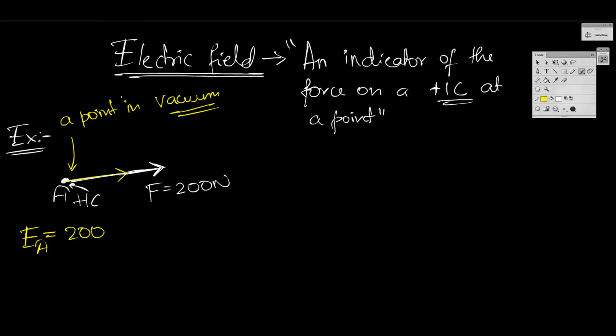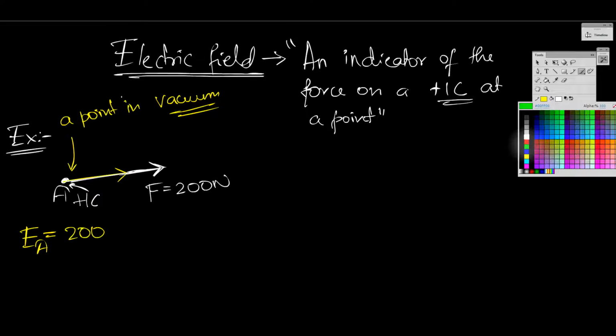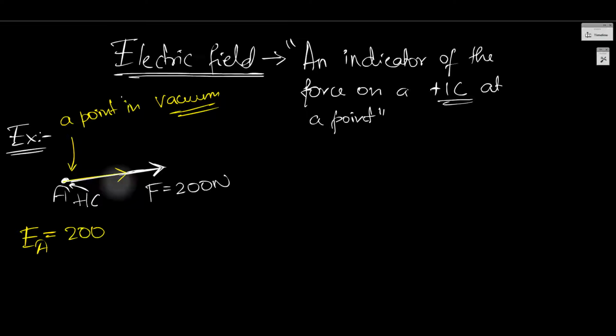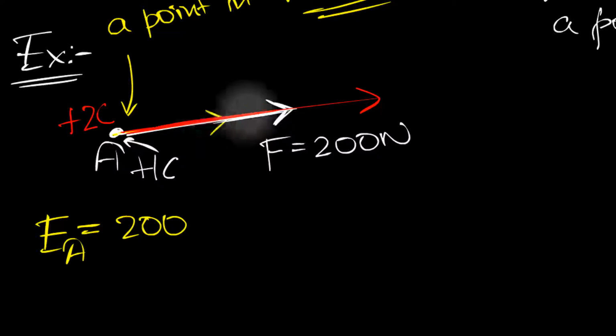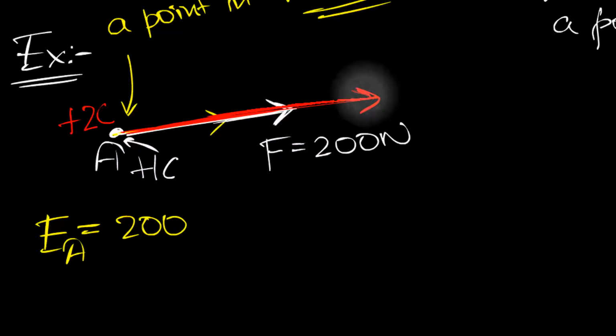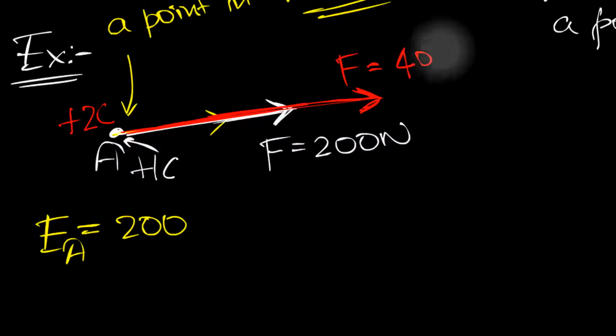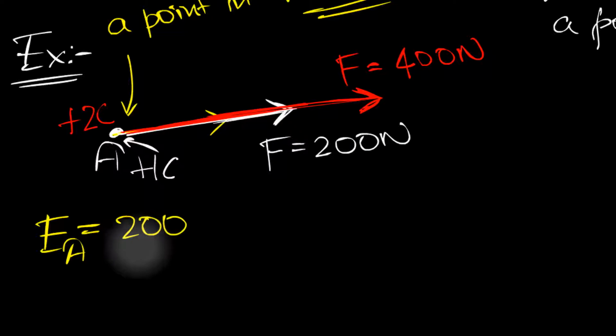But guess what? If you know the force on a coulomb, you can calculate the force on any other charge. So let's say I kept, instead of a coulomb, +2 coulomb. How much would be the force? Well, common sense tells us that if 1 coulomb experiences a force of 200 newtons, then 2 coulomb should experience a force which is the double of that. So the force on this one would be 400 newtons. So you see, although electric field is an indicator of the force on a coulomb, it's a useful quantity to calculate the force on any charge kept at that point.